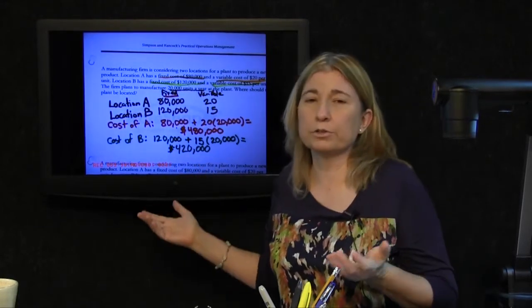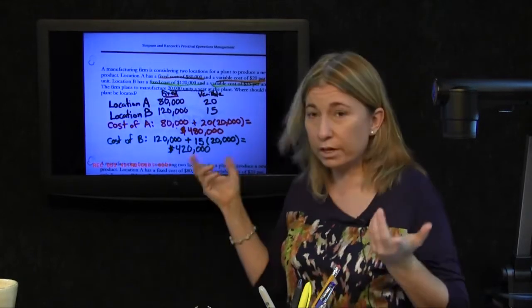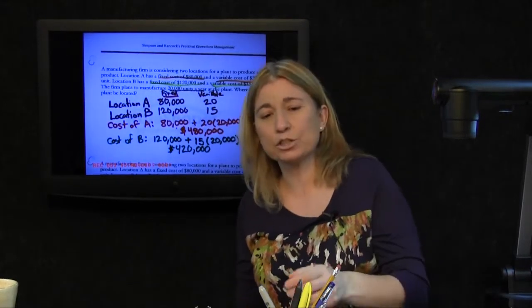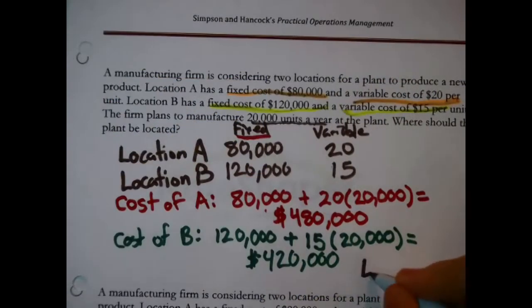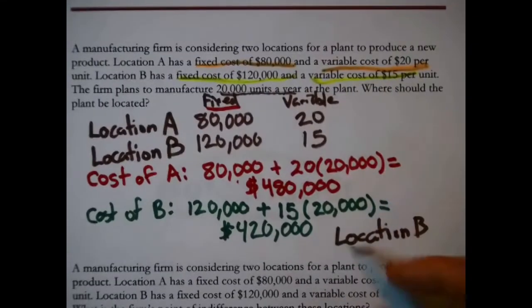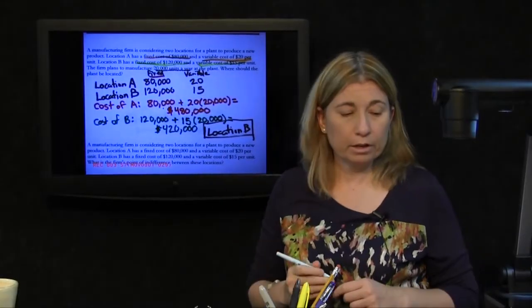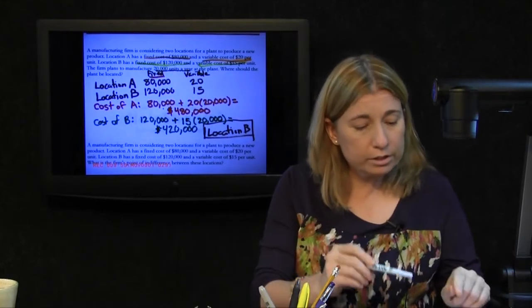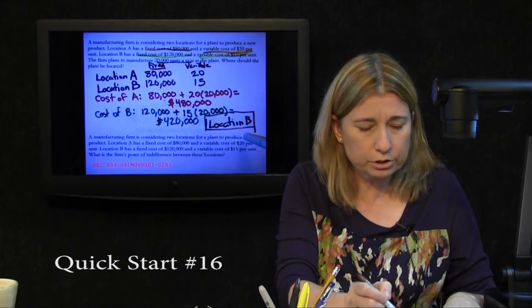The question is asking, which of these two locations should you pick? Well, it's logic. You should pick the one with the lower cost. So we see that location B has the lower cost. That's the actual answer to the question, not so much the $420,000. To reply to the question, we reply location B.